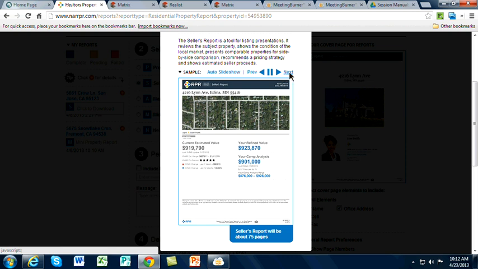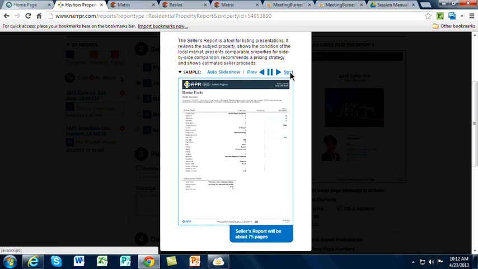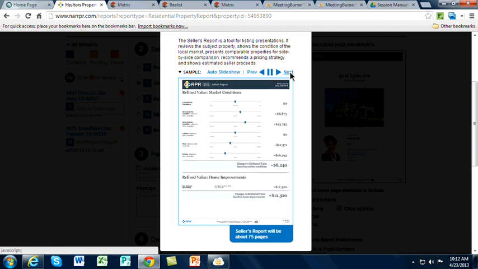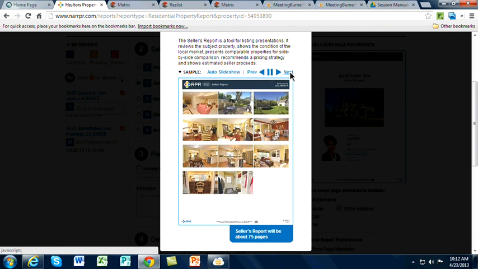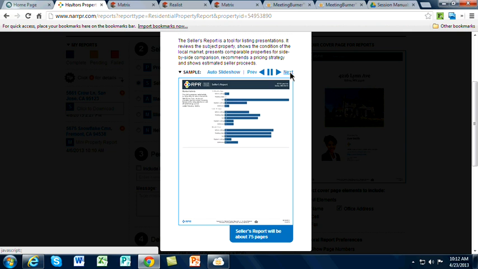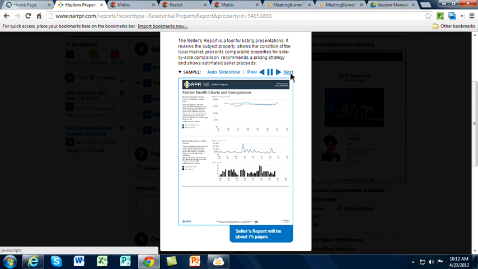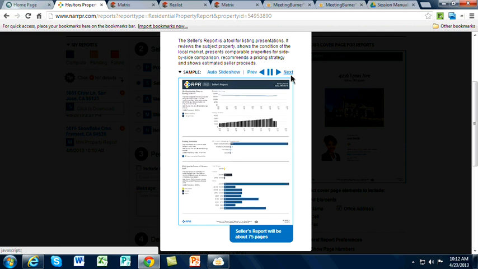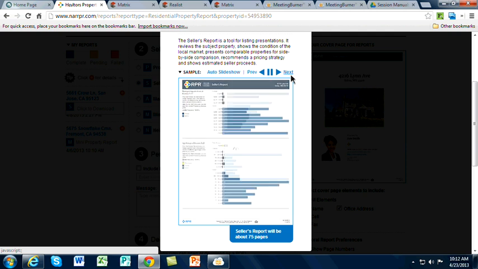If we click on Show Sample, this is what it's going to look like, all right? And it's actually going through like a little slideshow. So let's just see. It's got pictures, and it's got the slider, it's got pictures, and it just keeps going. It's got graphs, all those graphs and charts, heat maps. Heat maps show where property is increasing in value.